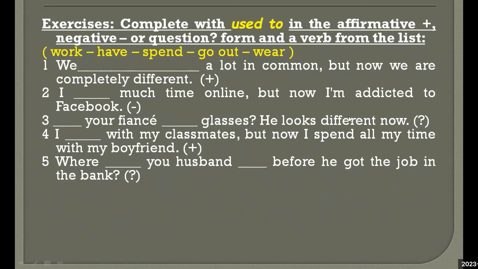Okay, let's practice a little bit. All you have to do is to complete using used to in the affirmative or negative or question form and choose a verb from the list. So you're gonna choose one of these verbs and then you're gonna use used to in the affirmative or negative or question form. Take some time, pause the screen, grab a pen and a piece of paper, and then I'm gonna show you the correct answers shortly.